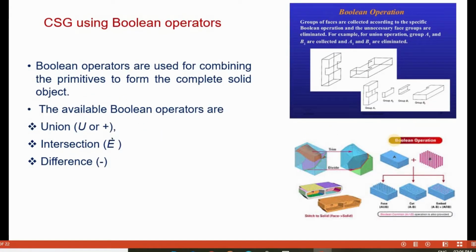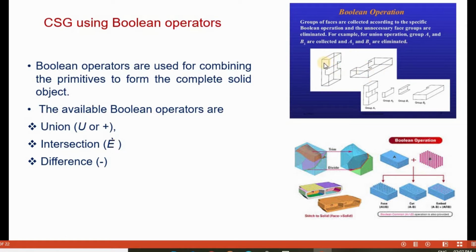Constructive solid geometry using Boolean operators. The Boolean operators are used for combining the primitives into a complete solid object. A variety of Boolean operators are available for constructing solid geometry: union, for adding components or objects; intersection of two components; and difference, deleting one component from the main object. These are the Boolean operators used to construct solid geometry.